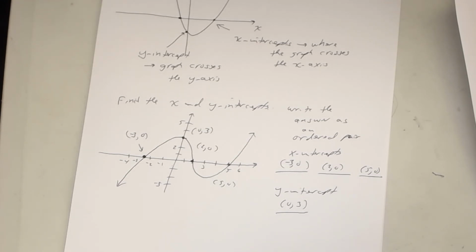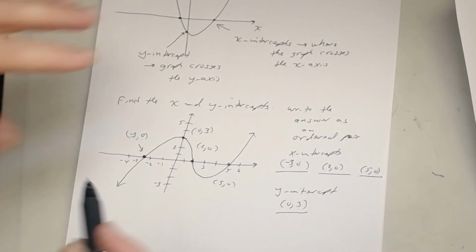Just like the t-table, when I did the t-table, what variable was listed first? X. What was listed second? Y. That's how we do the t-table. X first, y second. Corresponds to an ordered pair. X-coordinate, y-coordinate. All right, so the point you have to get from here is this. The X-intercept is where the graph crosses the x-axis. The Y-intercept is where the graph crosses the y-axis.